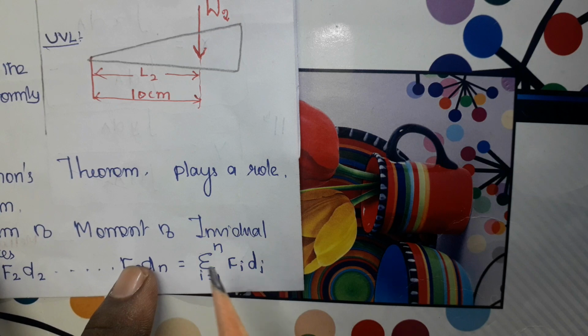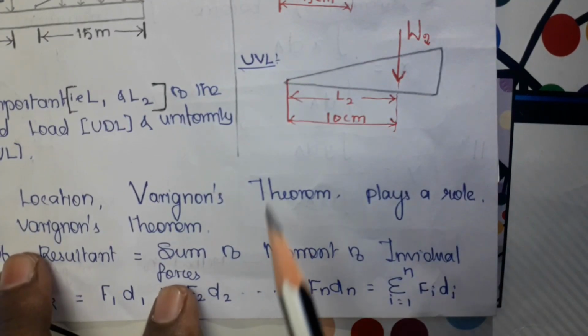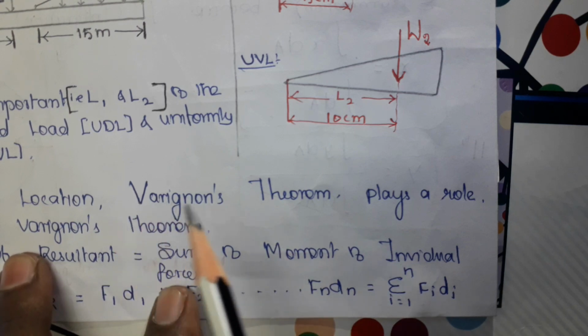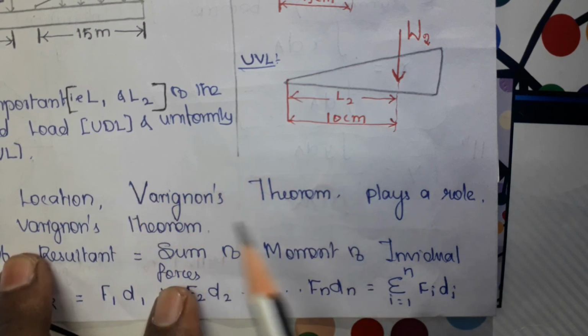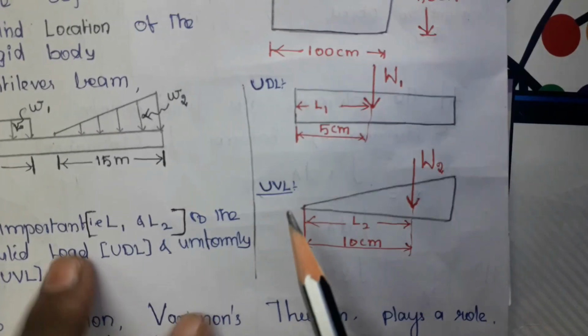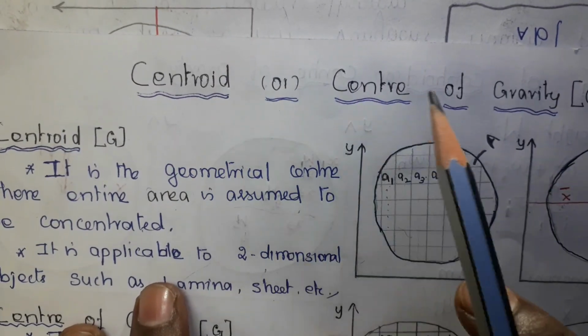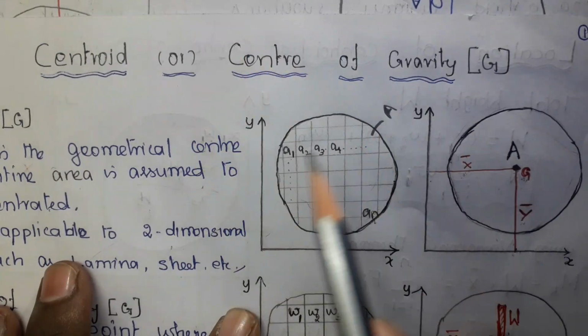Now you may get confused about why I have referred to this theorem here. But you should know one thing: Varignon's theorem plays a crucial role in finding the value of the centroid or center of gravity. That I will tell you in the next video.